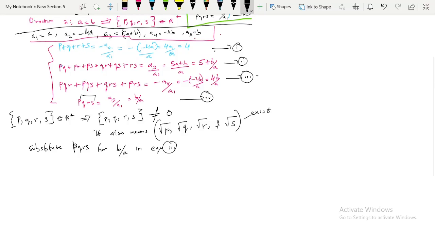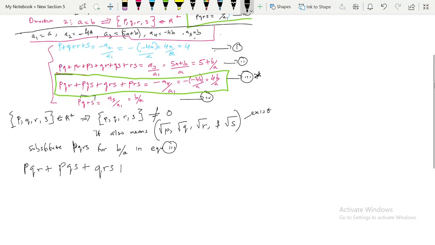So I'm coming with this now. So this is the equation I'm working with. Let me box this. So this is like the equation 3 I'm talking about. So if I substitute PQRS for B over A, I have something like PQR plus PQS plus QRS plus PRS. We know this is equal to 4B over A.